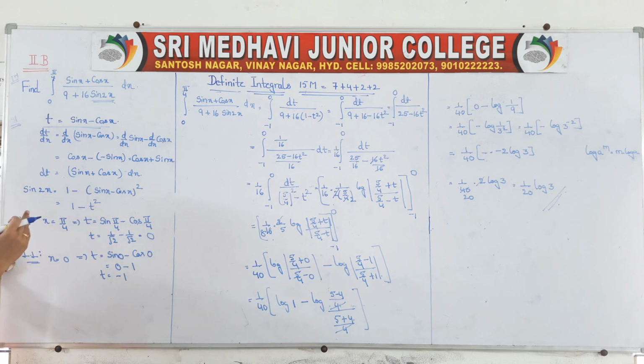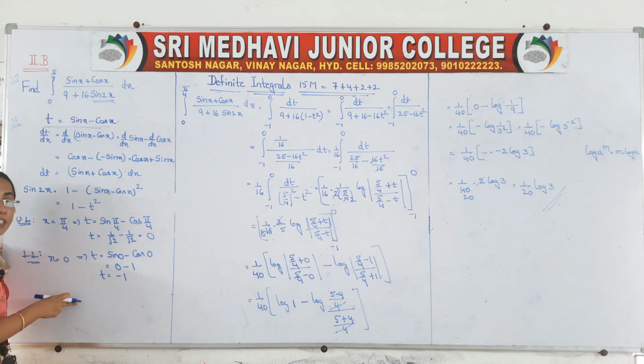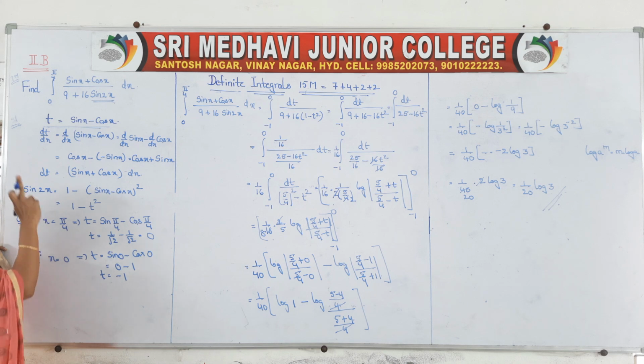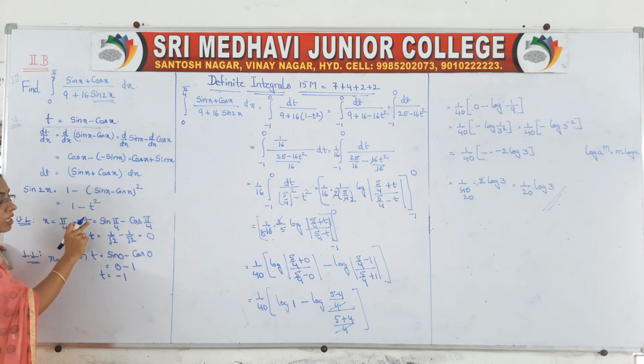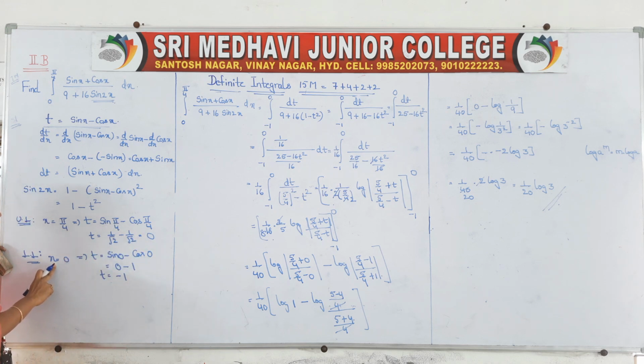Now we converted the problem from terms of x to terms of t. Actually the question is given in terms of x, we converted it into t. So we have to convert the limits also in terms of t. That's why in the beginning the limits are with respect to x. Why? The question is with respect to x. So x is equal to pi by 4, substitute in t, you get your upper limit. Similarly, lower limit x is equal to 0, substitute in t, you will get your lower limit.